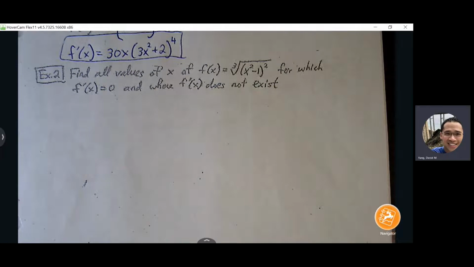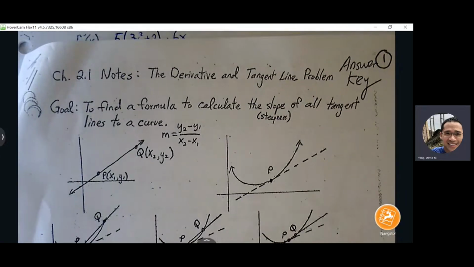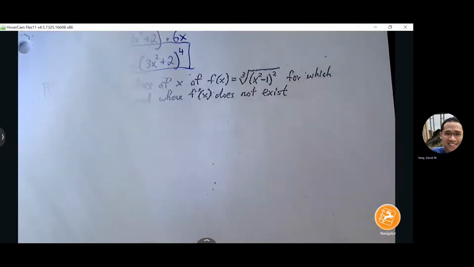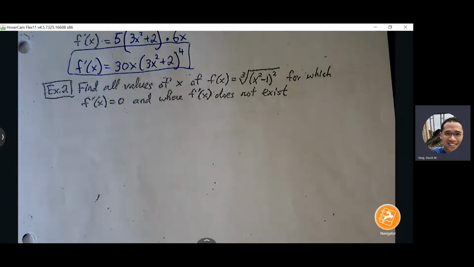Oh, this is on the 2.1 packet, which I gave you, and we already went past it, but it's in the 2.1 differentiable derivative tangent line problem. But I just skipped over the notes there on the second page with differentiability. Okay, so example 2.